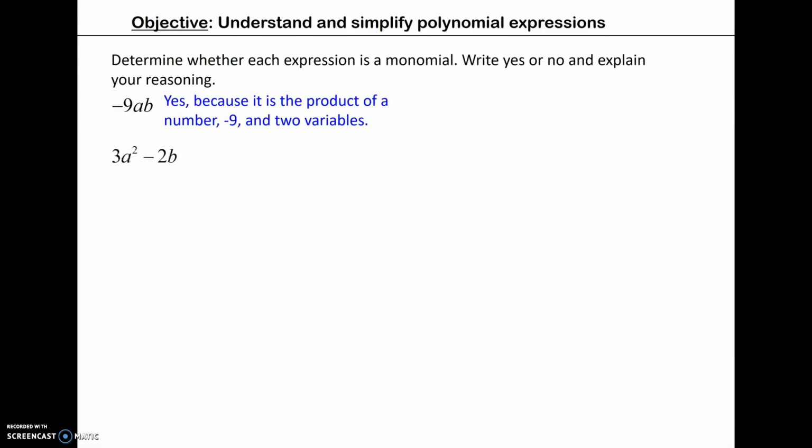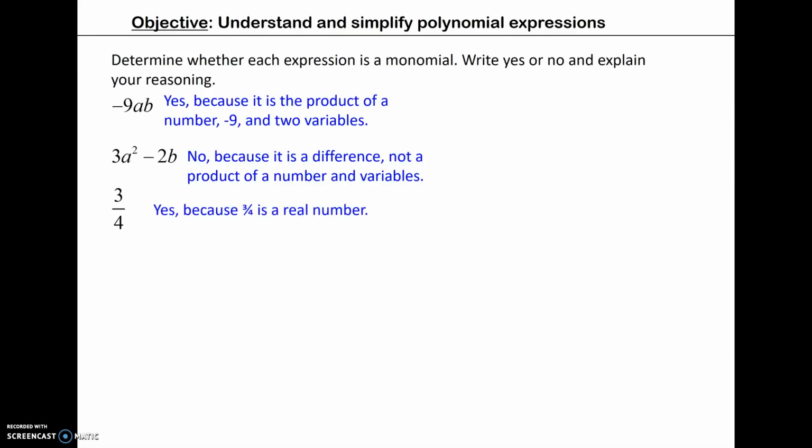How about 3a squared minus 2b? No, that's definitely not a monomial because you are subtracting. It's not the product, you're not multiplying them. Once you're subtracting, adding, doing anything other than multiplying, it's a no. How about 3 over 4? Yep, 3 over 4 is a monomial because 3 over 4 is a real number. If you can think about something existing, like 3 over 4, you can have a 3/4 cup of flour. It can exist, it's real. That means it could be a monomial.